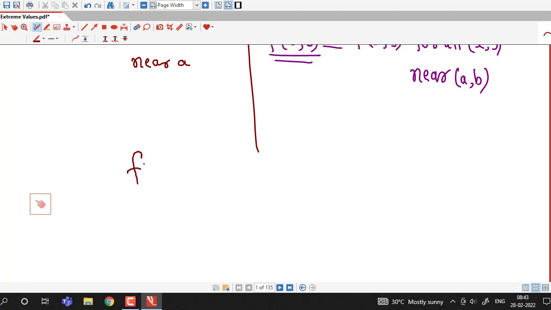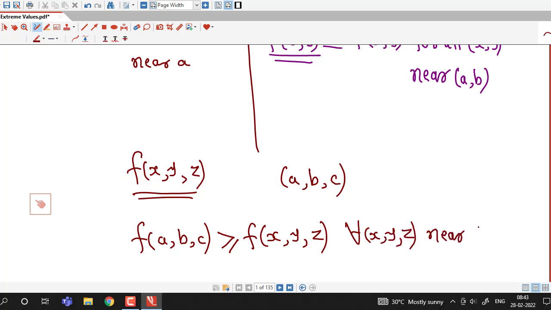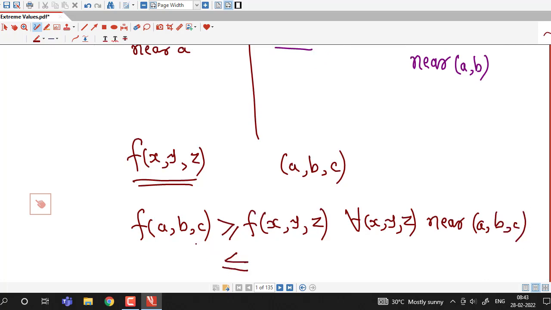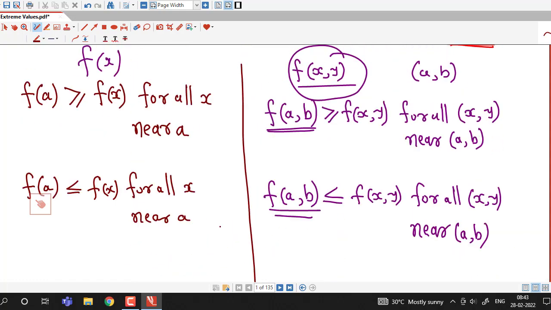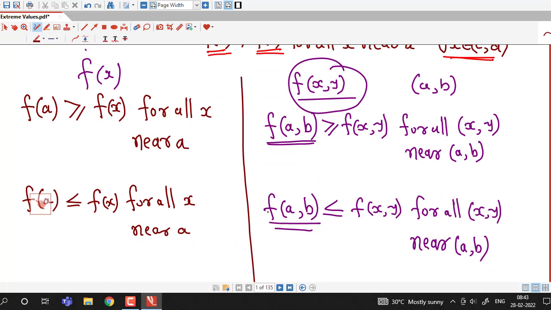Suppose we have function of three variables, say x, y, z, and suppose we have this point (a, b, c) in the domain of this function, then f of (a, b, c) is local maximum value if value of function at point (a, b, c) is bigger than f of (x, y, z) for all points (x, y, z) in the neighborhood of this point, for all (x, y, z) near this fixed point (a, b, c), and f of (a, b, c) is local minimum if we have less than or equal to sign here. So this is the meaning of local extreme values for functions of more than one variables.